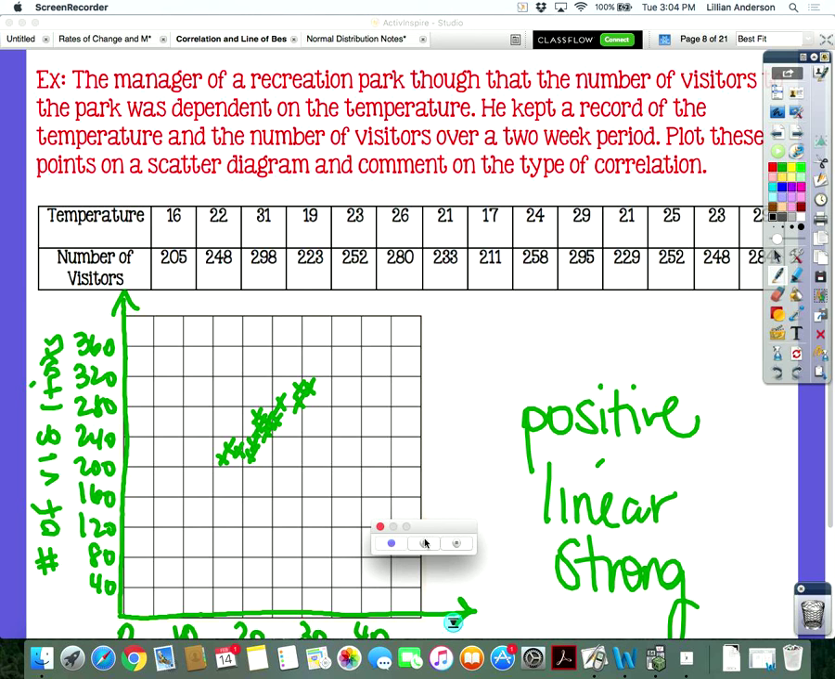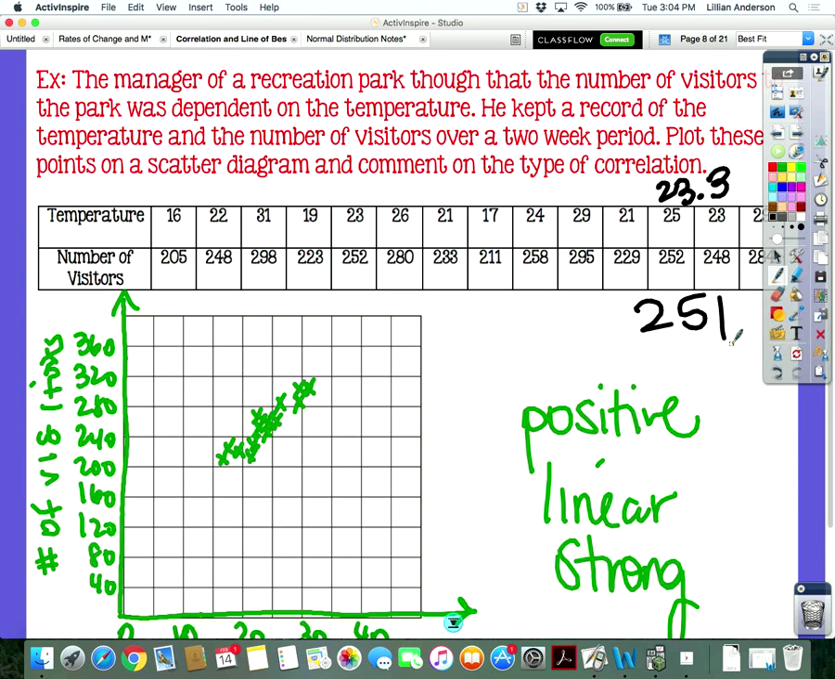All right, so what's the mean of the temperature? 36. And for the number of visitors? 251. So we're going to plot this point. This is how you plot the mean point, okay? Of course, you go to 23.3, and I go to 251 on my data. I'm going to draw a dot, a point. I'm going to circle that point, and I'm going to label it with the capital M. That is how you plot the mean. So you plot the point, you circle the point, and then you label it with the capital M, okay?